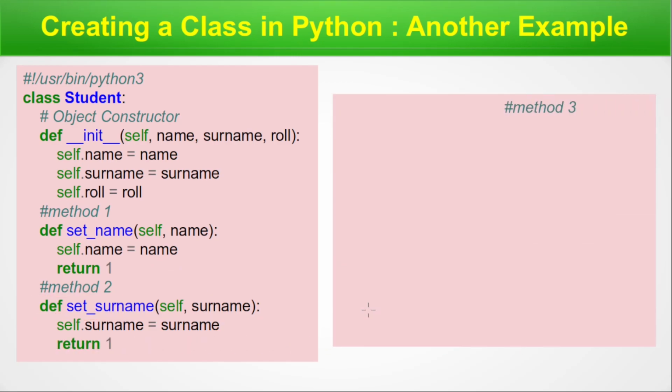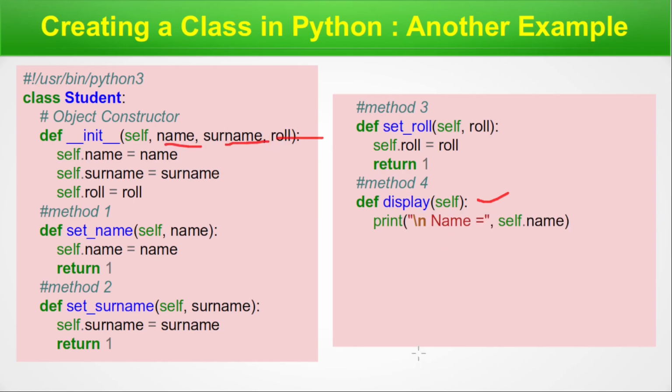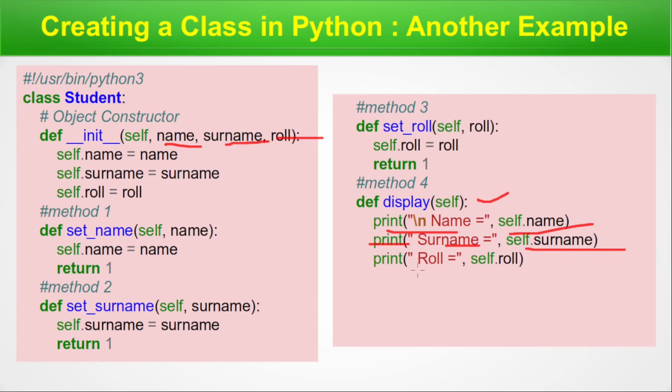Next, we continue the code here. We write method 3, def set roll number, self.roll and roll number. So there could be a mistake in writing the roll number, and we can modify it using this particular method, and we return 1. Method 4, def display, self. So display means it will display all the details, say name, surname, roll number. And what we have in the body: print name equal to self.name, print surname equal to self.surname, print roll is self.roll. This will display it.